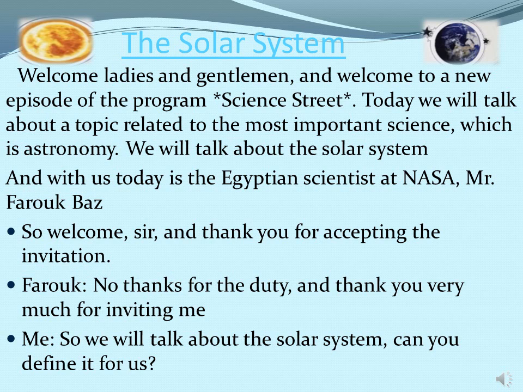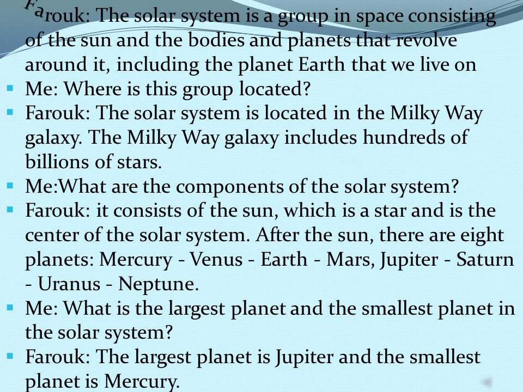Farouk: No thanks for the duty, and thank you very much for inviting me. So we will talk about the solar system. Can you define it for us? Farouk: The solar system is a group in space consisting of the Sun and the bodies and planets that revolve around it, including the planet Earth that we live on.